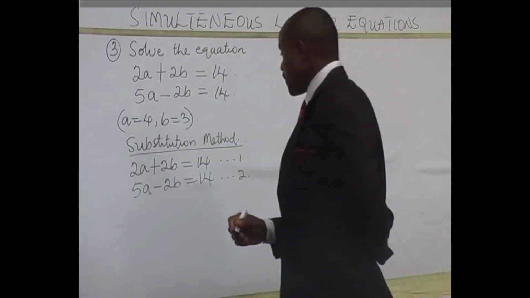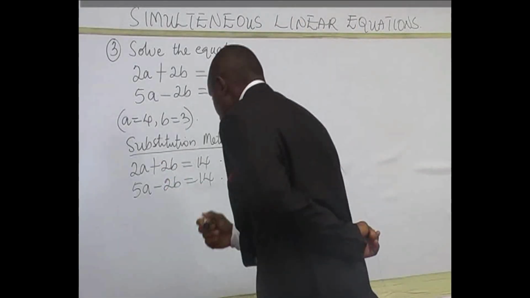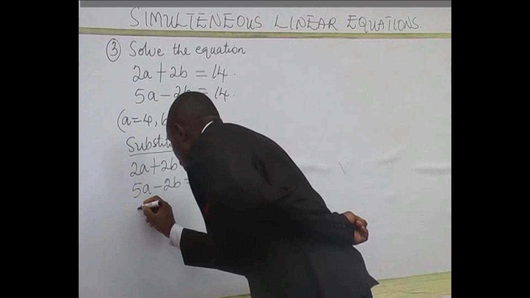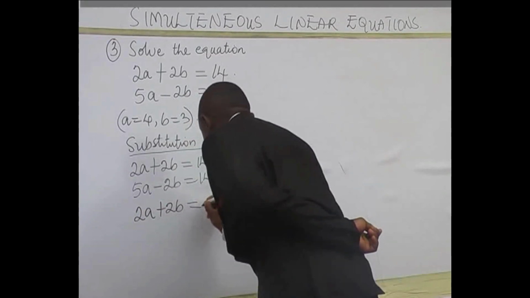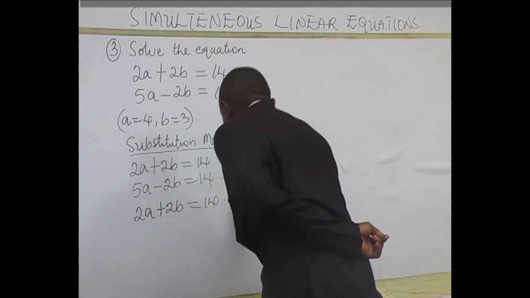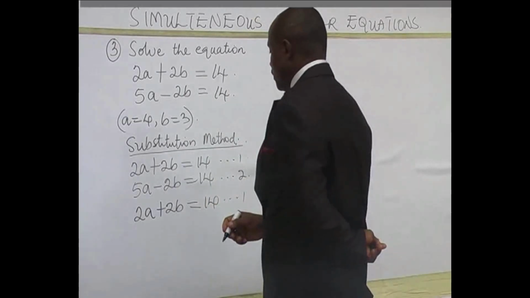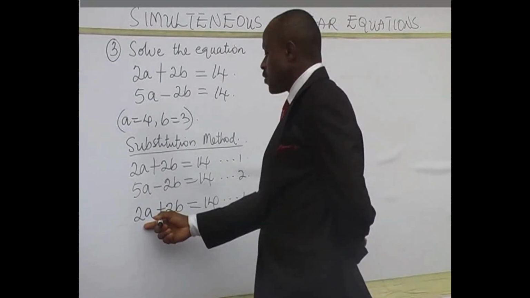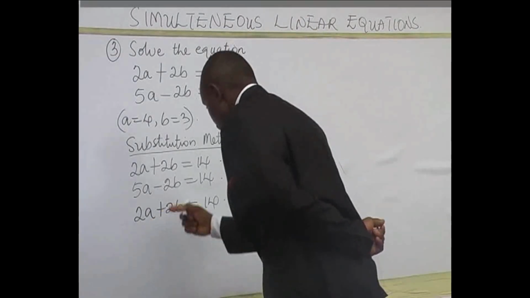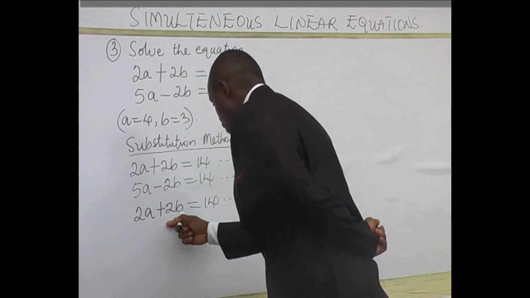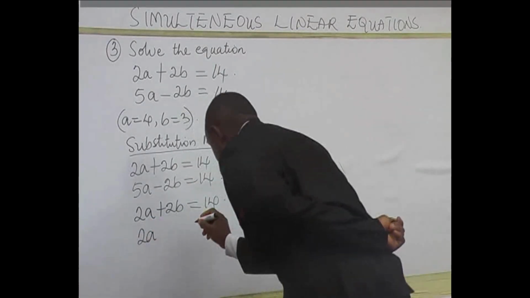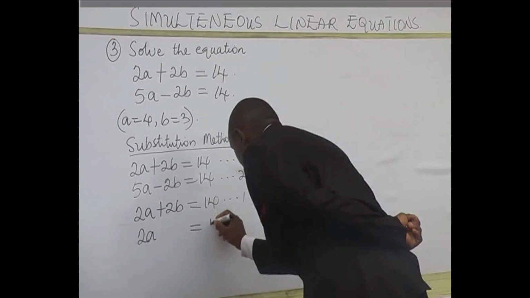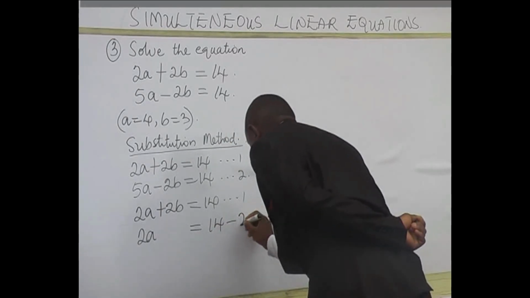Now in substitution, bring out the first equation. 2a plus 2b is equal to 14. Now try to make one of the unknowns the subject of the formula. Subtract 2b from both sides so as to eliminate 2b from the left hand side. When you do so, you have only 2a in the left hand side of the equation, and it's going to be equal to 14 minus 2b.